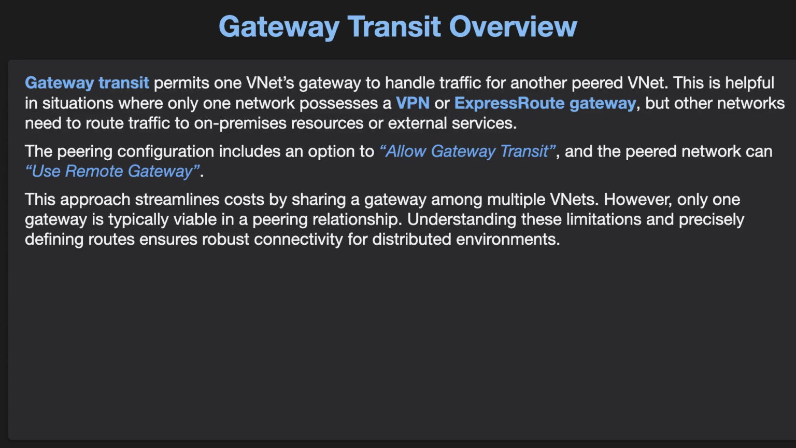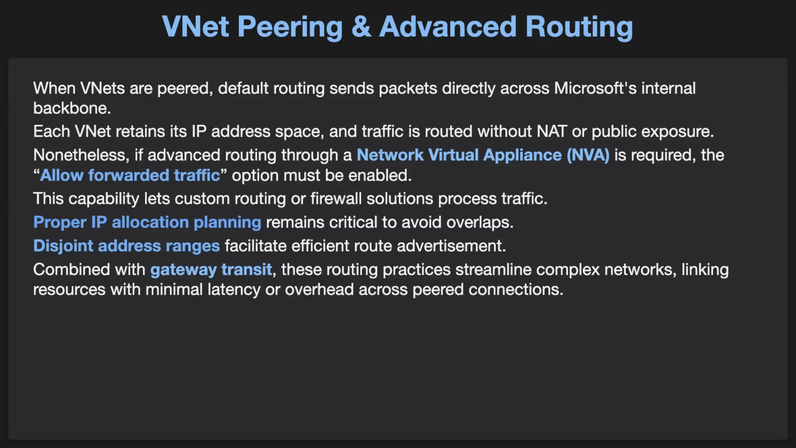The peering configuration includes an option to allow gateway transit, and the peered network can use remote gateway. This approach streamlines costs by sharing a gateway among multiple VNets. However, only one gateway is typically viable in a peering relationship. Understanding these limitations and precisely defining routes ensures robust connectivity for distributed environments. When VNets are peered, default routing sends packets directly across Microsoft's internal backbone. Each VNet retains its IP address space, and traffic is routed without NAT or public exposure.